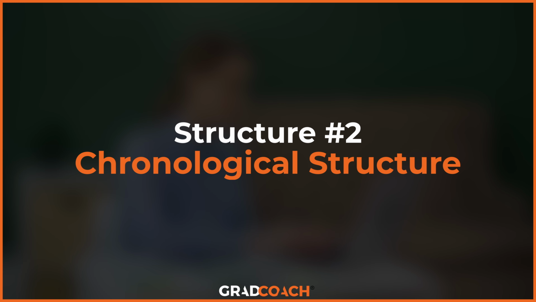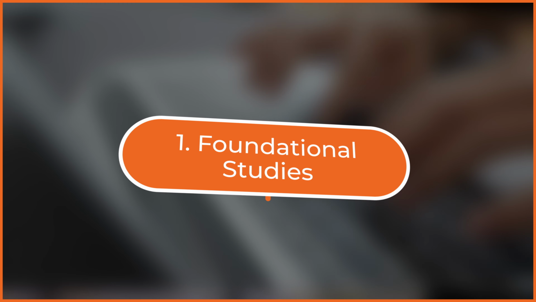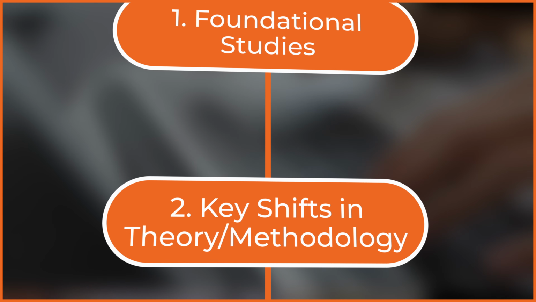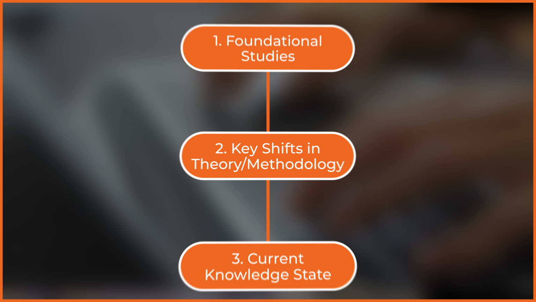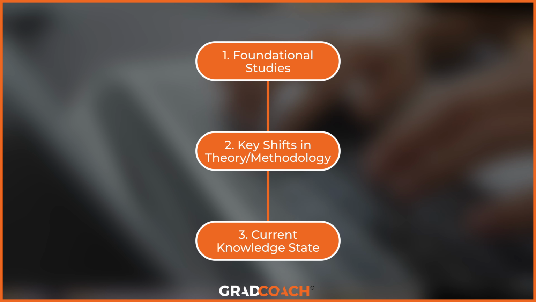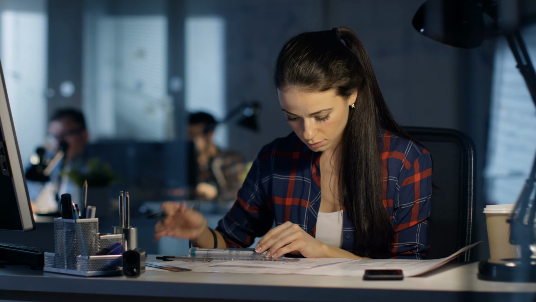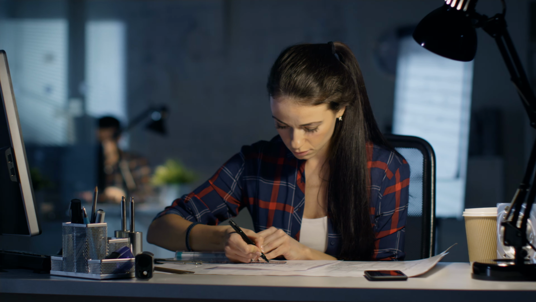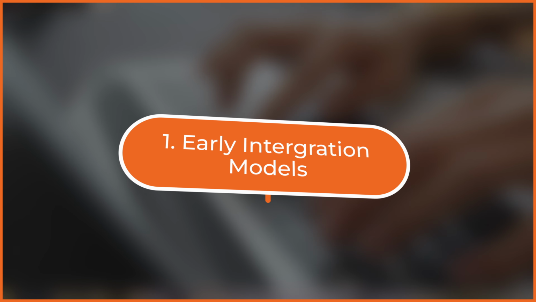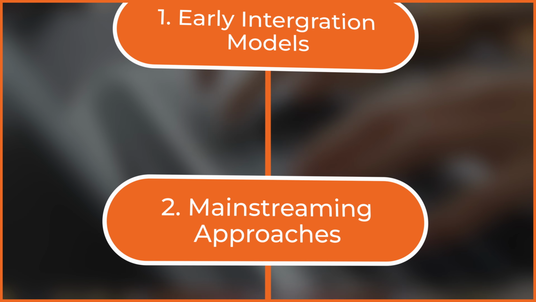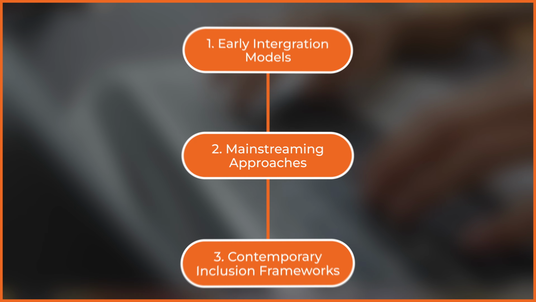Another common approach is the chronological structure. Here, the structure is organized according to how understanding of your topic has developed over time. You might begin with foundational studies, then move through key shifts in theory or methodology, and end with the current state of knowledge. This structure is especially useful when your research question is tied to how ideas or practices have evolved.